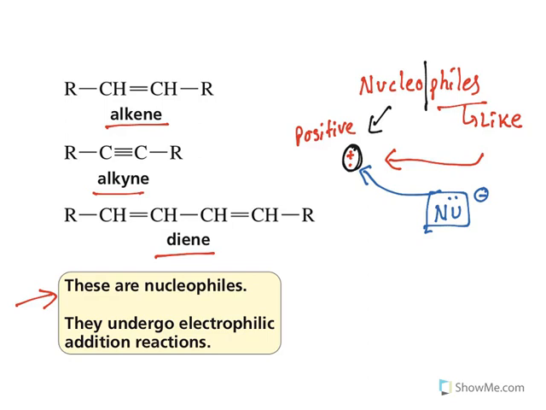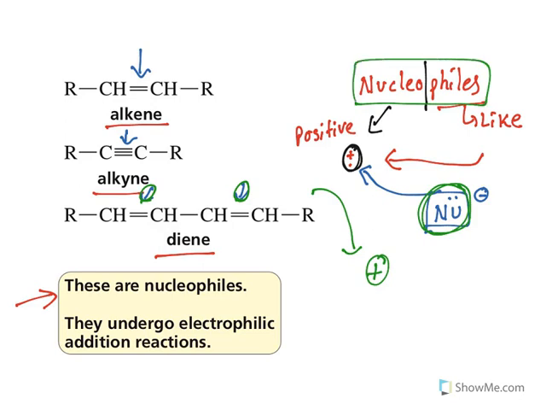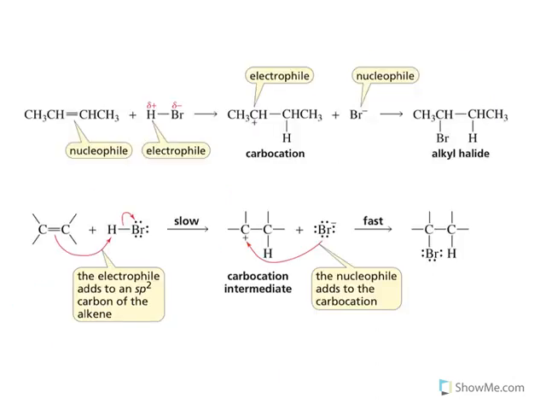Now, why are all these things called nucleophiles? Because of these pi bonds. What do you have in these pi bonds? All the pi bonds are electron rich and they are not strong bonds. So when you have electron rich species, they will act as nucleophiles. They have a negative charge, so they will be moving towards positively charged species. Hence they are called nucleophiles. Now all nucleophiles will undergo electrophilic addition reactions. Let us understand this one.